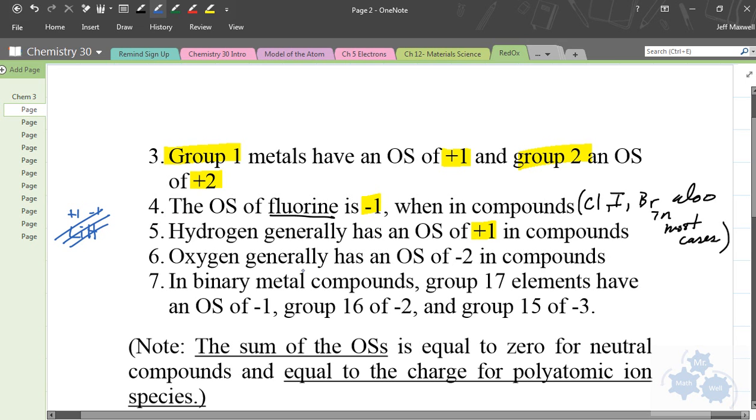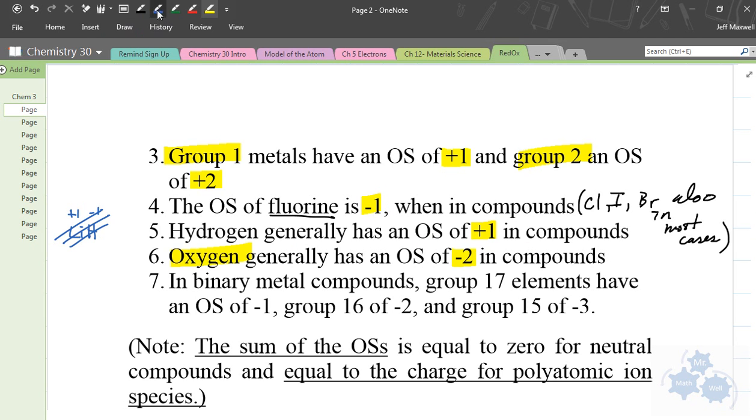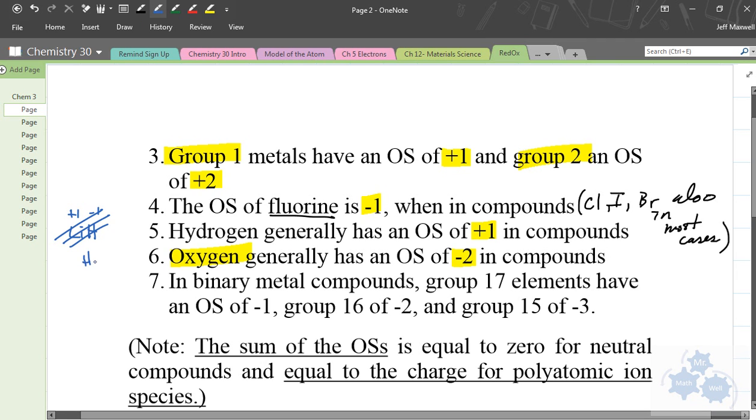That's very uncommon. Number 6, oxygen generally has, oh yeah, this is the one I was thinking of. Oxygen is -2, except in things like hydrogen peroxide. H2O2 would have each oxygen at -1, because the hydrogens would each be +1. So that's one of the exceptions, but that doesn't happen very often either.